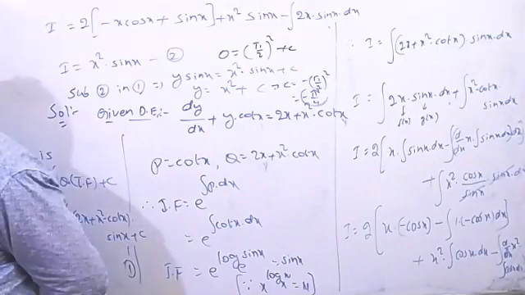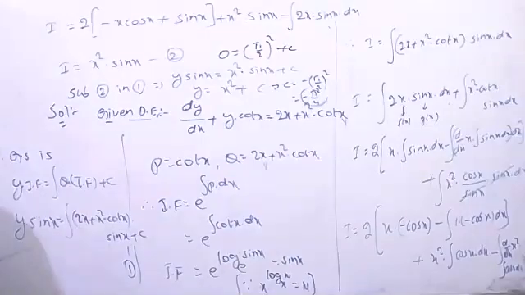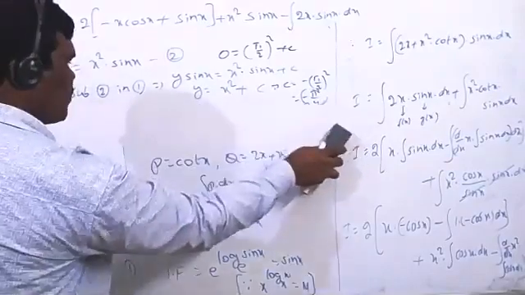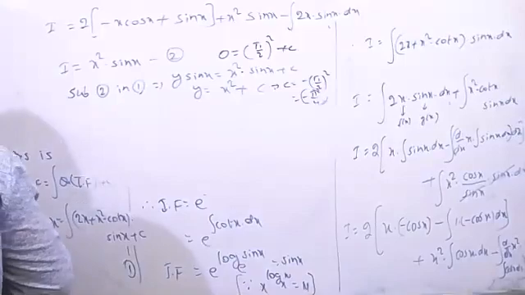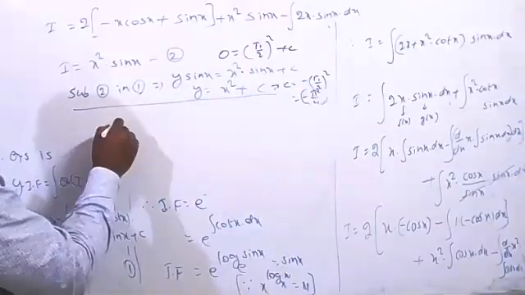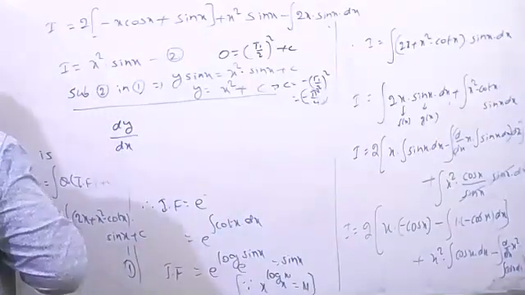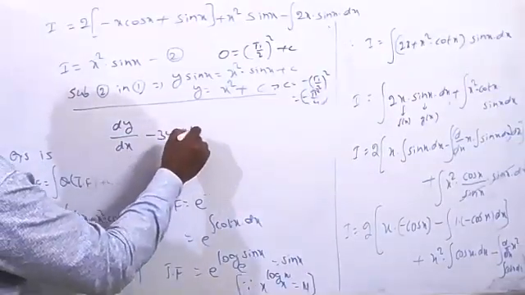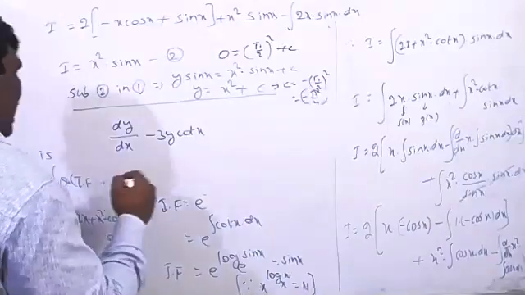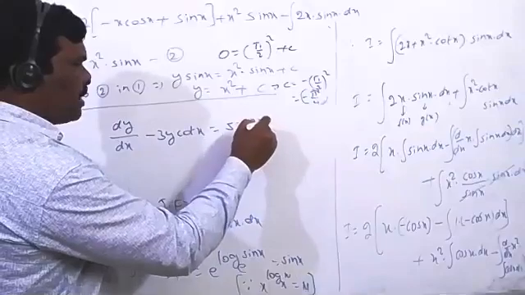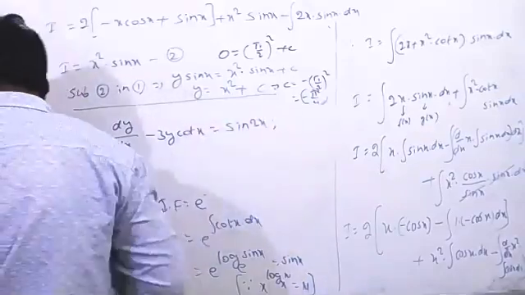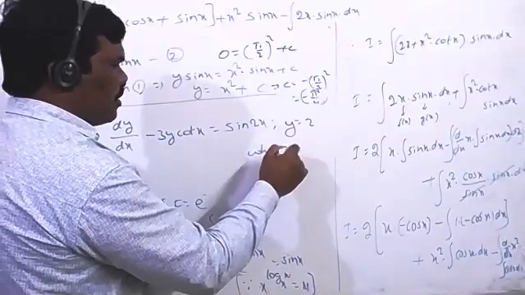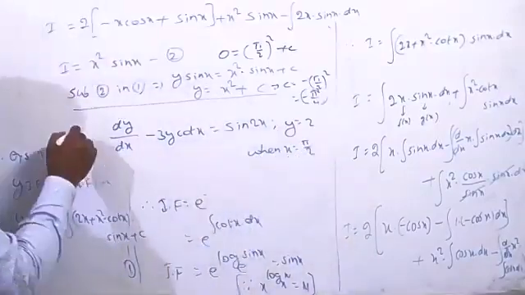Find the particular solution of dy by dx minus 3y into cot x equals sin 2x, and here the values of x and y are y equals 2 when x equals pi by 2. Okay, this is the question.